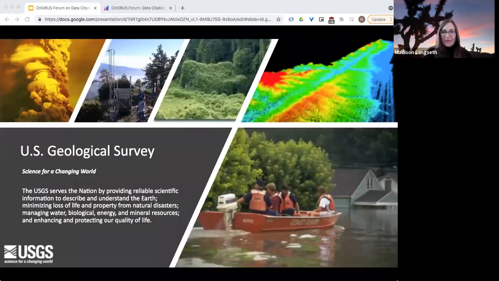The US Geological Survey is a bureau within the Department of the Interior focused on earth sciences, including water, biology, energy and minerals, and hazards. We provide unbiased, reliable scientific research to other scientists, to decision makers, to policymakers, and to the public.